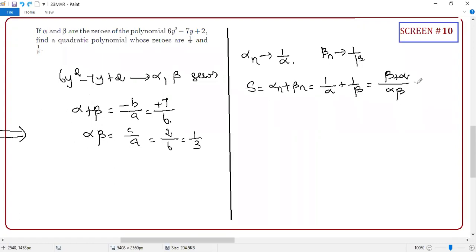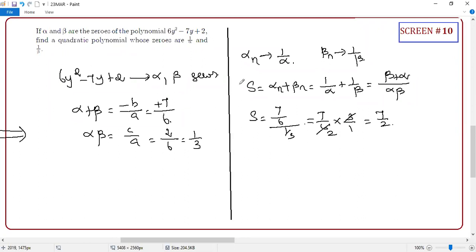What is that? Beta plus alpha is what? 7 by 6. Right, in the next line, 7 by 6 upon alpha into beta, which is what? 1 by 3. What is the final answer? 7 by 6 into 3 by 1. This 6 becomes 2. So the answer is 7 by 2. Whatever you find, this is the sum.